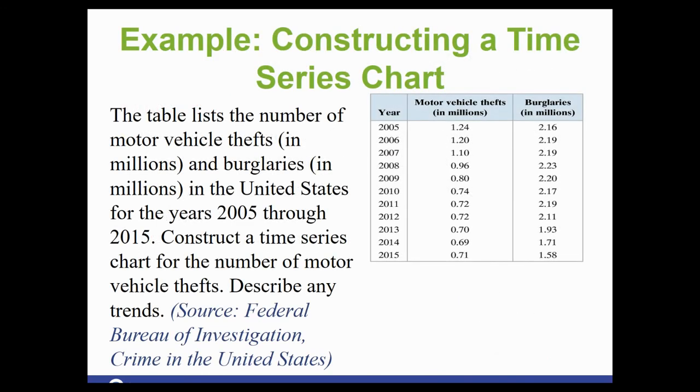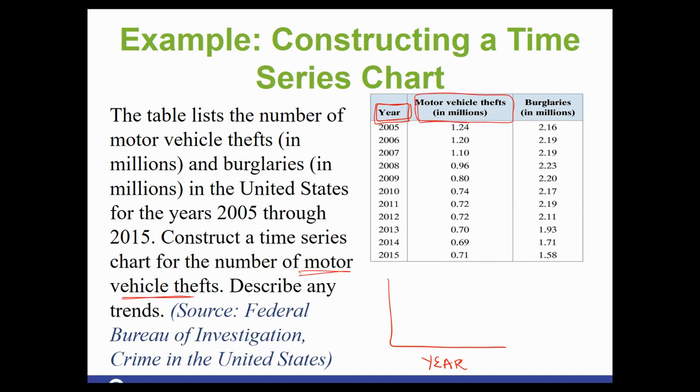So here's an example. The table lists the number of motor vehicle thefts in millions and burglaries in millions in the United States for the years 2005 through 2015. Construct a time series chart for the number of motor vehicle thefts. Describe any trends. So this chart actually gives us more than what we need, because to do a time series, we need a year. We need some regular interval for our x-axis. We're going to put years across the bottom. And then what they want us to graph is just the motor vehicle theft.